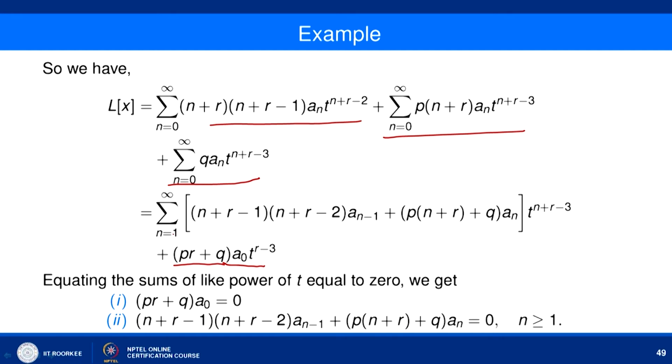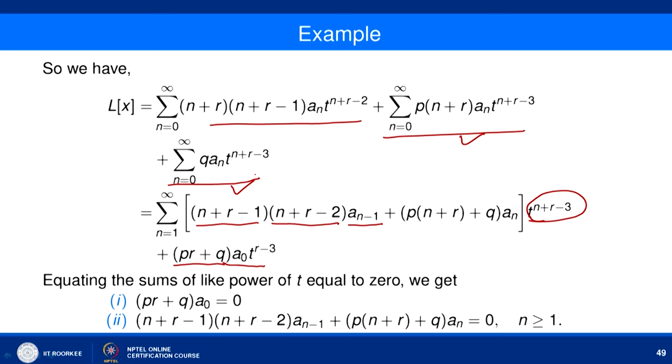So when you start from n equal to 1 to infinity, this will give you n plus r minus 1 into n plus r minus 2 a n minus 1. So this I am writing, let us say, take the coefficient of t to the power n plus r minus 3. Here t to the power n plus r minus 3 will come when you take n equal to, say, minus 1. So here we write n plus r minus 1 into n plus r minus 2 a n minus 1 plus p n plus r q a n. Basically we are first calculating the coefficient of t to the power r minus 3, that we can take from this term as well as this term.